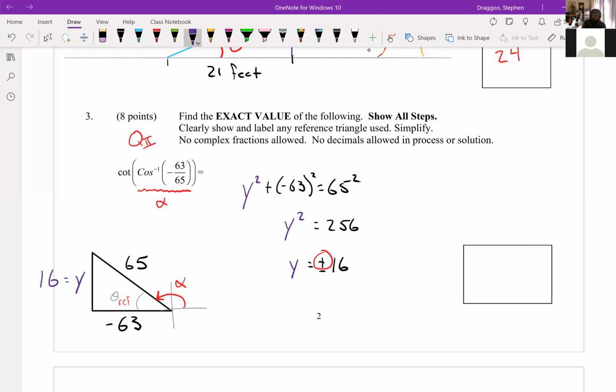All right, and finally, we wanted the cotangent of that thing. Cotangent of alpha. That's the label I gave to that angle. Cotangent is adjacent over, let's try that one more time, adjacent over opposite, right? It's the reciprocal of regular tangent. So that's negative 63 over 16. So that's what we'll throw in the box.